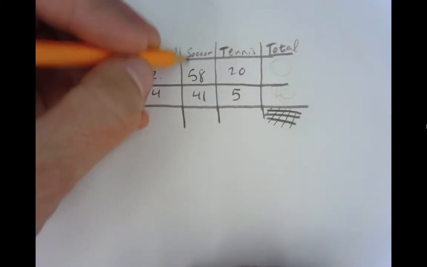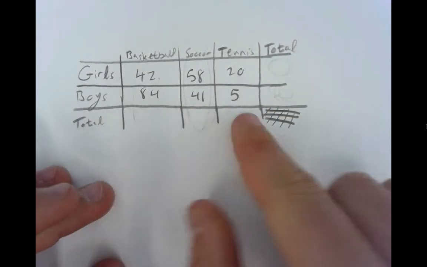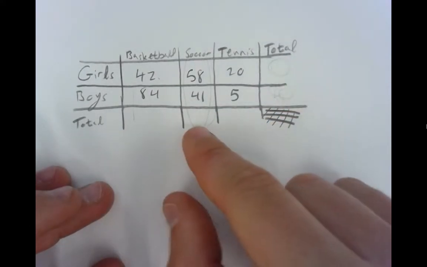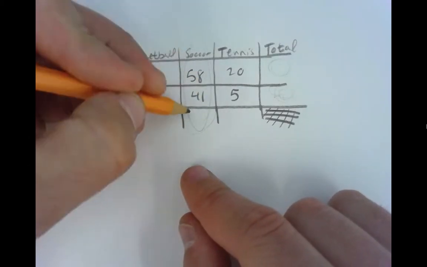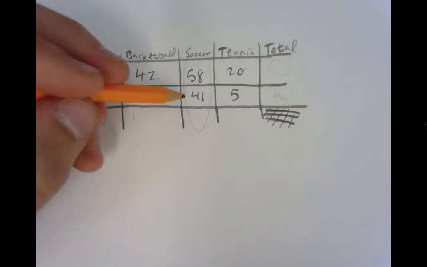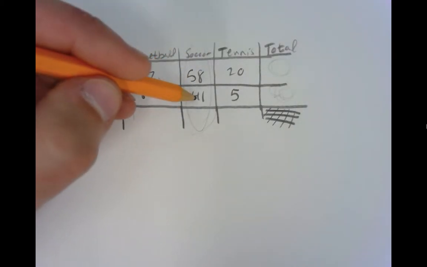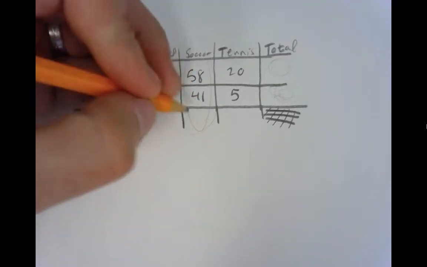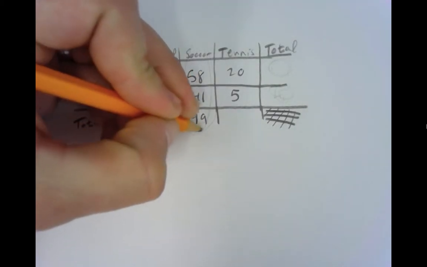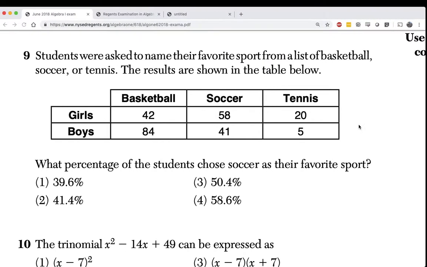Now, they're only asking for the soccer column, so we don't need to fill out all these other totals over here, though maybe feel free to try it just for your own practice. We just need the total over here. If there's 58 girls who like soccer the best and 41 boys who like soccer the best, I can add these two together, and I'm going to get 50 plus 40 is 90, 8 plus 1 is 9. It's 99 students total that like soccer as their favorite.